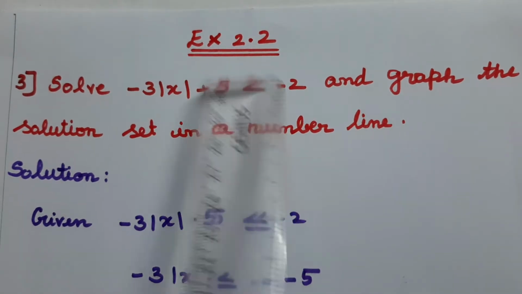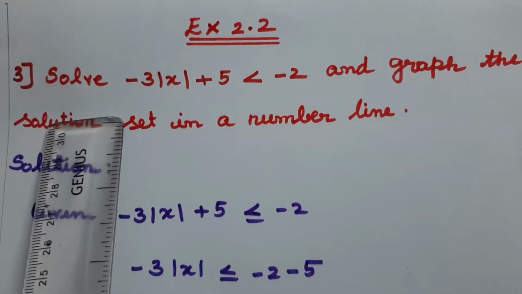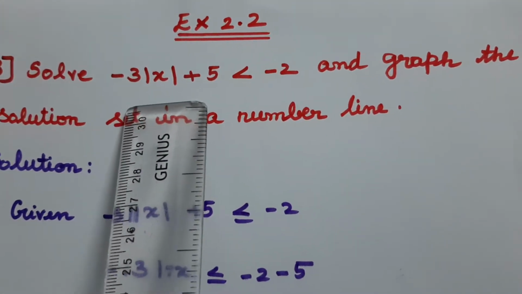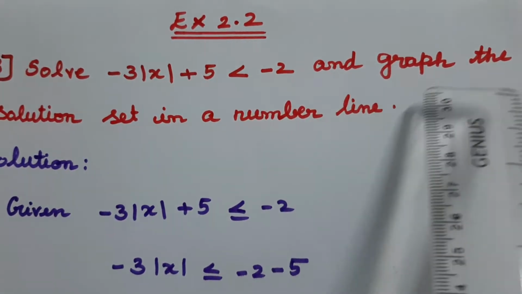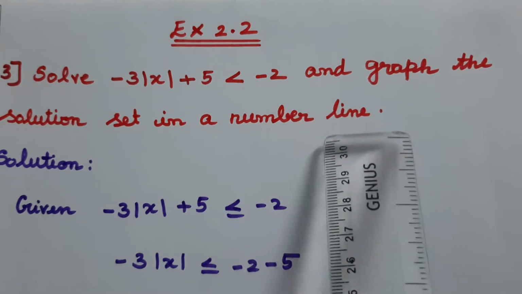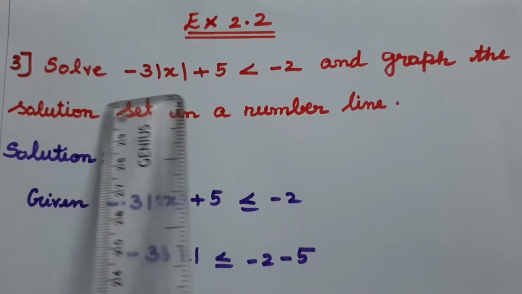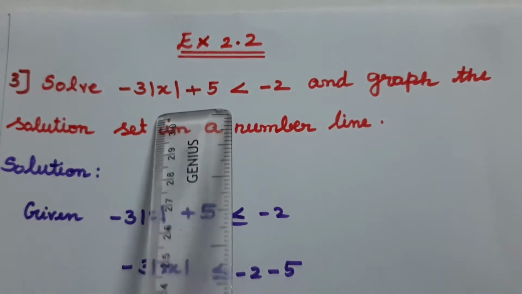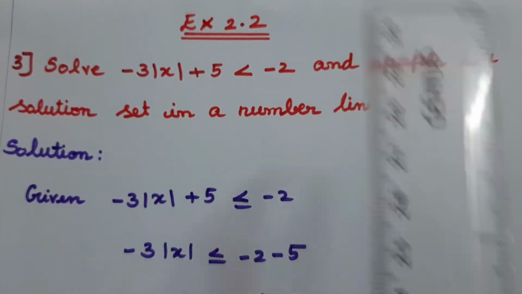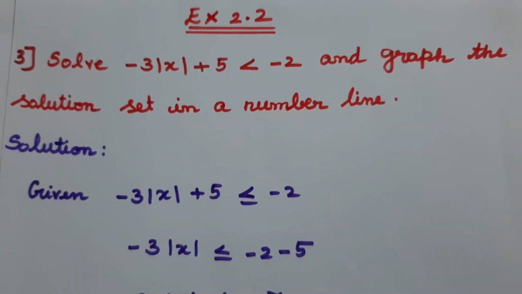Exercise 2.2, sum number 3. Solve minus 3 modulus of x plus 5 less than minus 2 and graph the solution set in a number line. So, this is the given inequality. We are going to solve for x and then we have to draw the number line. This is our question here.